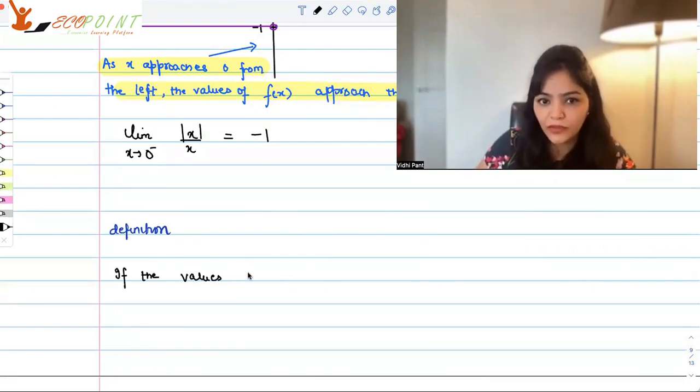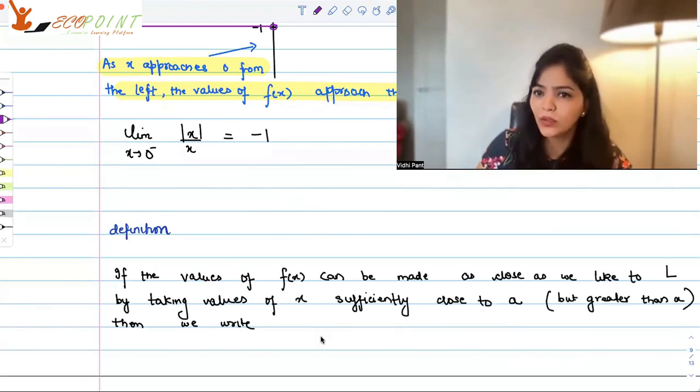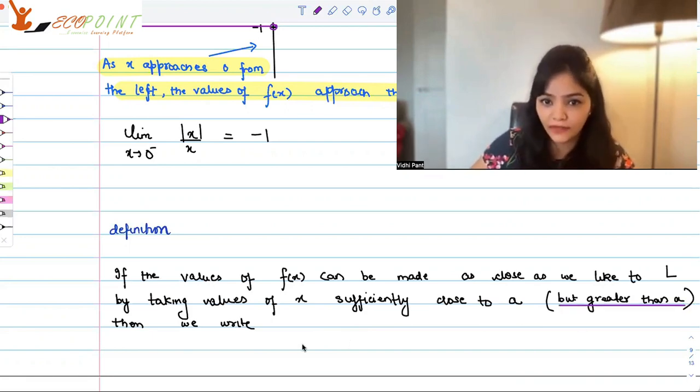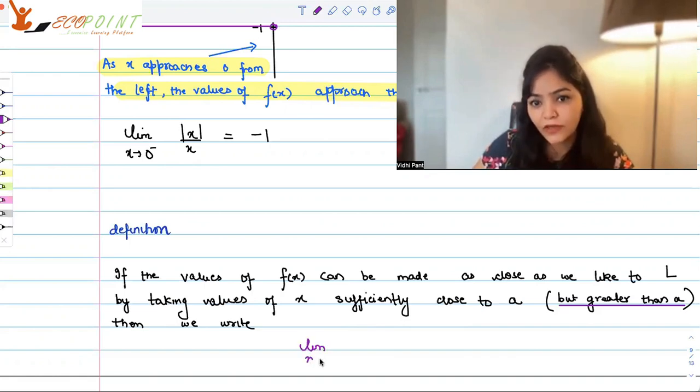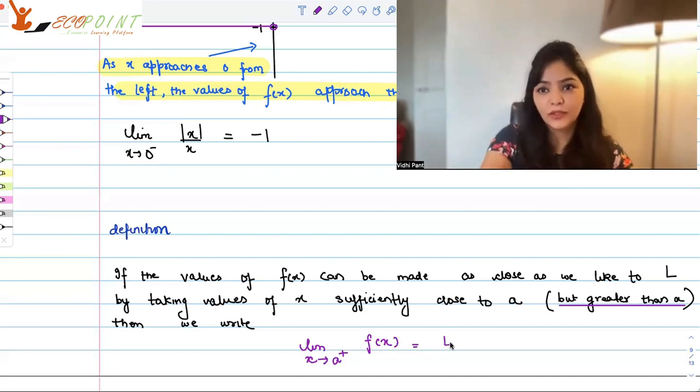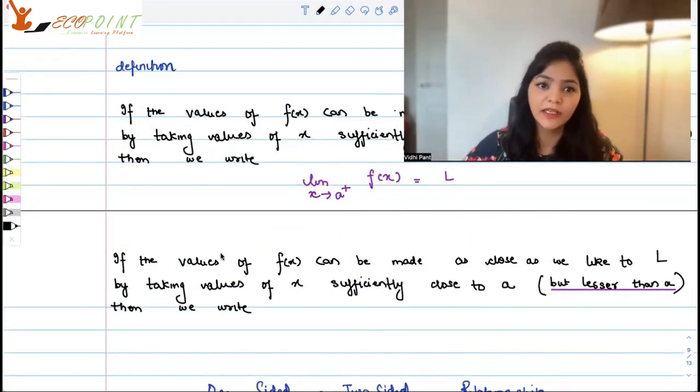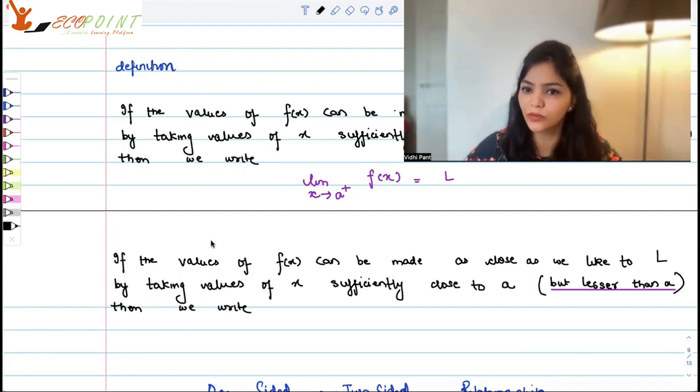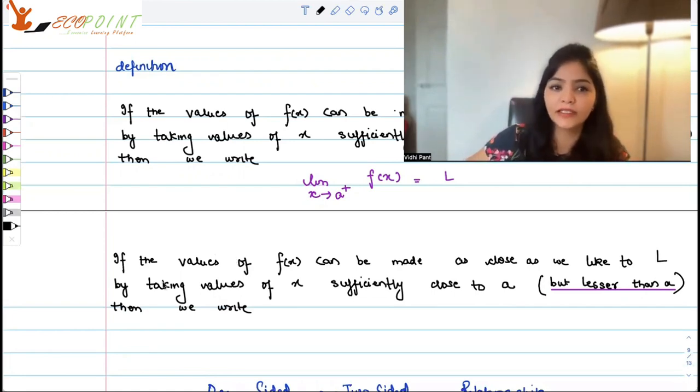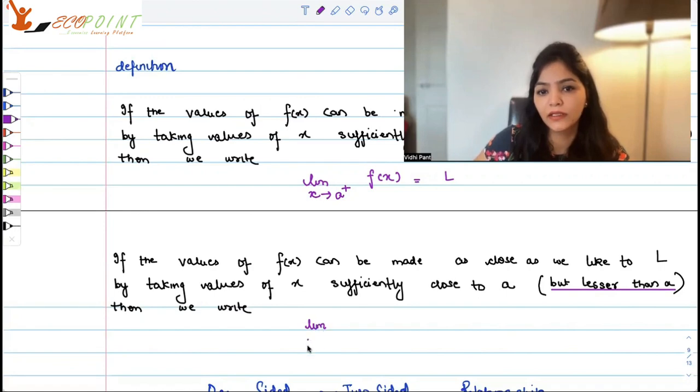Now let's give it a general definition for any point. More formally, if the values of f(x) can be made as close as we like to some limit L by taking values of x sufficiently close to a but greater than a, so I'm talking about from the right, then we write it as limit x tending towards a plus, because I'm talking about values more than a, of f(x) is equal to L. In a similar manner, for the left-hand limit, if the values of f(x) can be made as close as we like to L by taking values of x sufficiently close to a, but this time lesser than a, then we write it as limit x tends to a minus f(x) equals L.